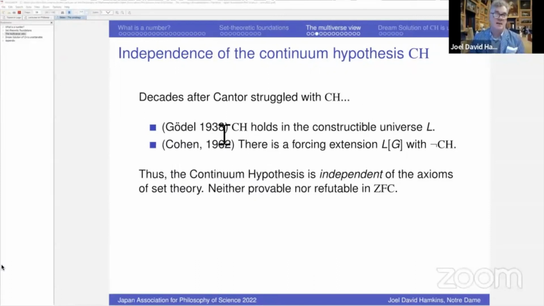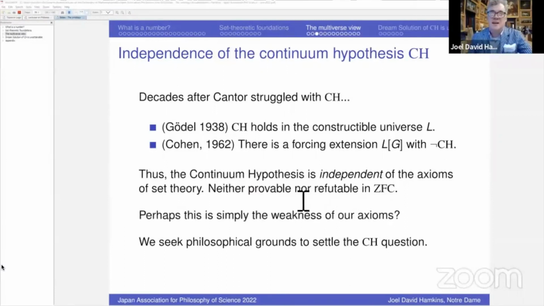And then still another few decades later, Paul Cohen, winning the Fields Medal for this work, proved that there's another artificial model of set theory where the negation of the continuum hypothesis is true. So these two facts together then show that the continuum hypothesis is independent of the axioms of set theory. It's neither provable nor refutable in the Zermelo-Fraenkel axioms of set theory, the standard axioms of set theory. Now, of course, one could say, well, that's because our axioms are too weak. If they don't settle the continuum hypothesis question, it's because the axioms are too weak. And perhaps we can strengthen the theory to make better axioms that do settle the question. And that becomes a philosophical question then.